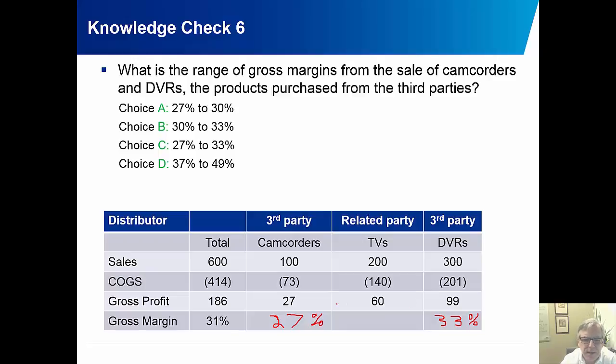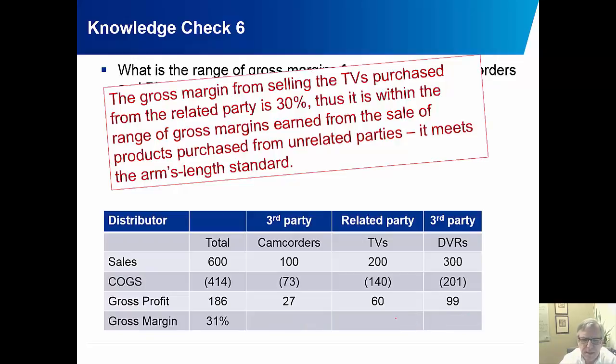If we look then at our related party, we've got a gross profit of 60 over sales of 200. So that's pretty straightforward. That's a gross margin of 30. Well, that's a real good result if we can have that happen regularly, because in that situation, the gross margin from selling the TVs purchased from related parties is 30%. And it falls within the range of the gross margins we had from the unrelated parties. Remember, that gross margin ranged from 27% down here to 33% for our DVRs. So we're in the range. We met the arm's length standard.